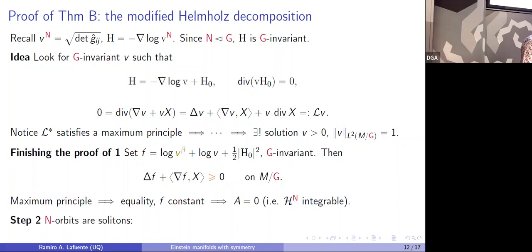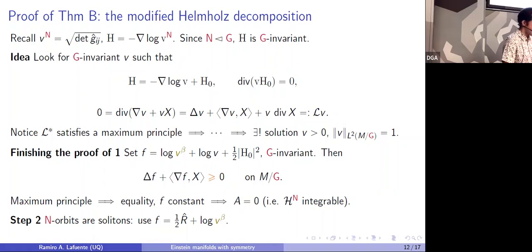So for instance, to prove that the orbits are solitons, you choose this function, 1/2 the scalar curvature of the orbits plus logarithm of V beta, and this satisfies a nice differential inequality, and then rigidity. You get that the orbits are solitons.